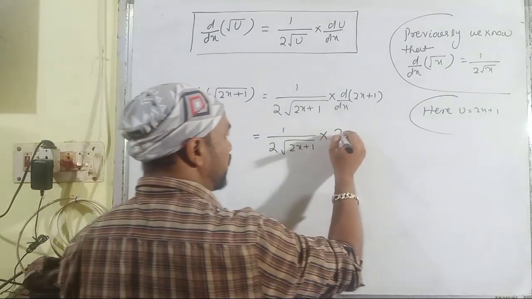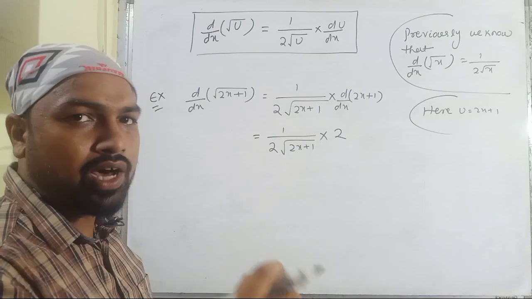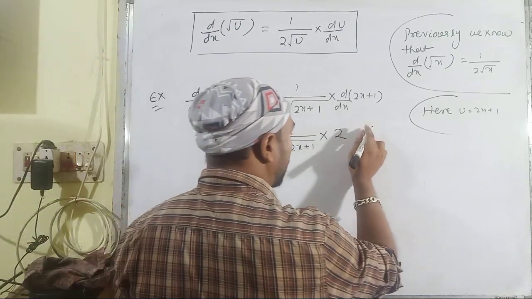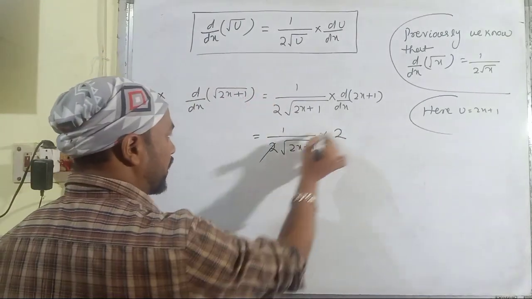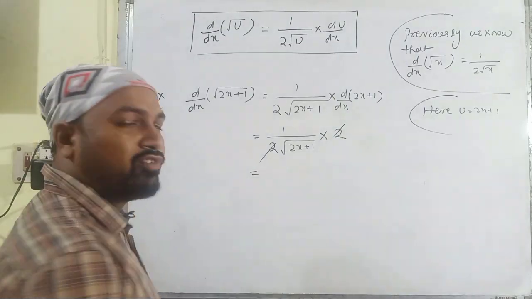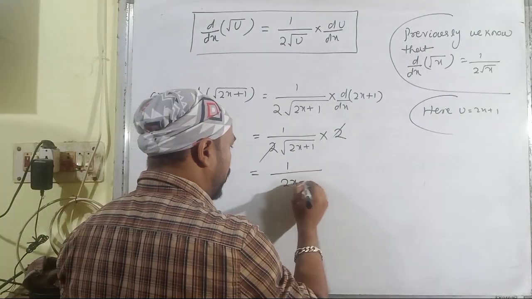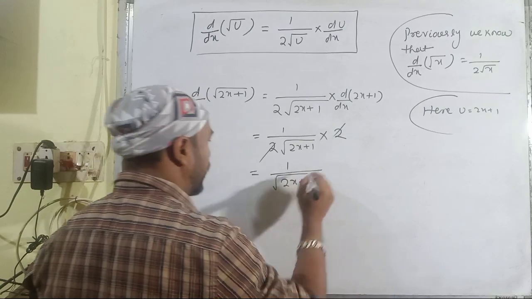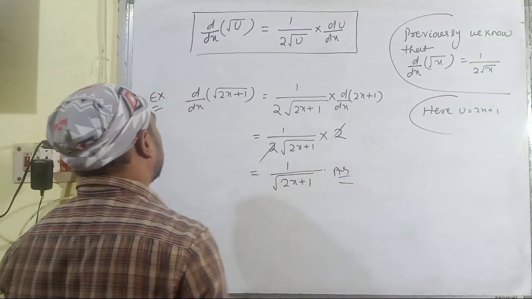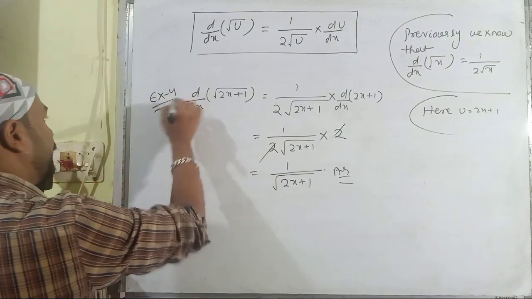Differentiation of 2x is 2, differentiation of 1 is 0. So 2 plus 0 is 2. Then we can cancel both of the 2's from numerator and denominator, and then we can have our answer here. It will be 1 upon square root of 2x plus 1. This is the example number 4.